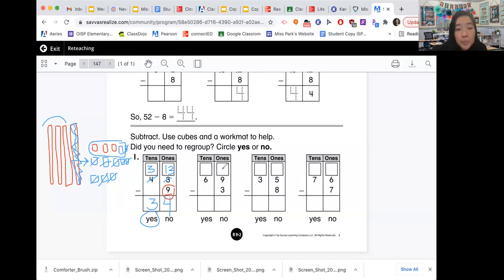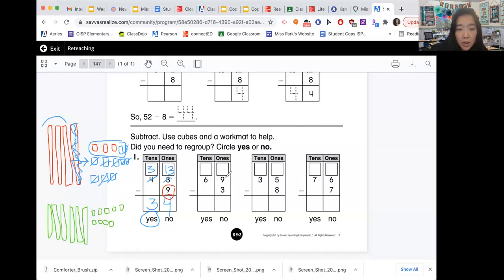Ready? 69 minus 3. Now, 69. How many tens do you have in the number 69? 6. 1, 2, 3, 4, 5, 6. Now, how many ones do you have in the number 69? 9. 1, 2, 3, 4, 5, 6, 7, 8, 9. Now, you need to take away 3.